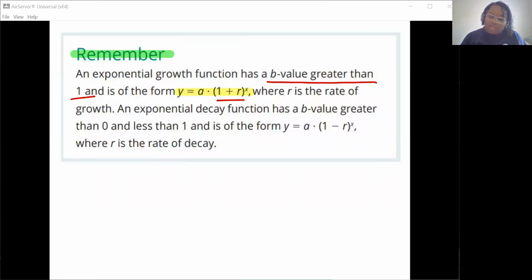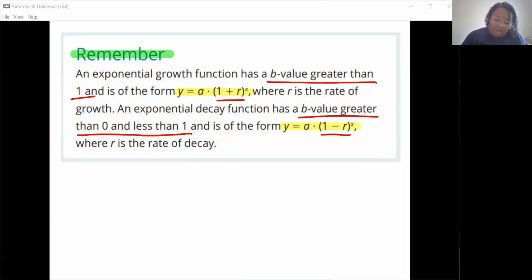For exponential decay, we are looking at equations of the form y equals a times the quantity 1 minus r to the power of x. Because we are subtracting here, 1 minus our rate, 1 minus r, that is going to give us a value that is less than 1. It will still be positive, so it'll be greater than 0, but it will be less than 1. So whenever our b value is greater than 0 and less than 1, it is an example of exponential decay.